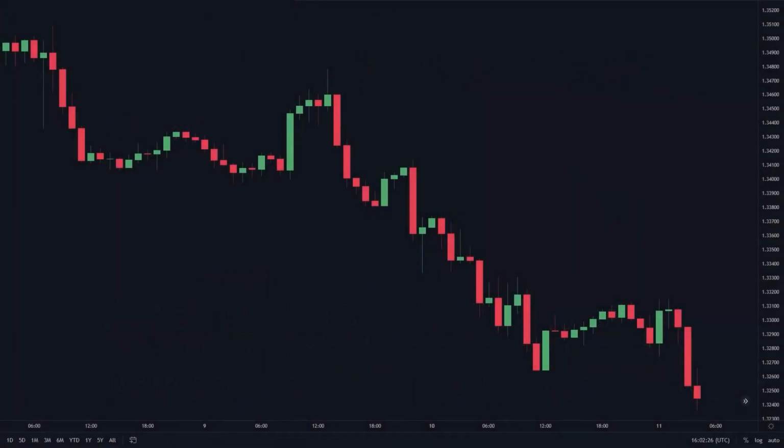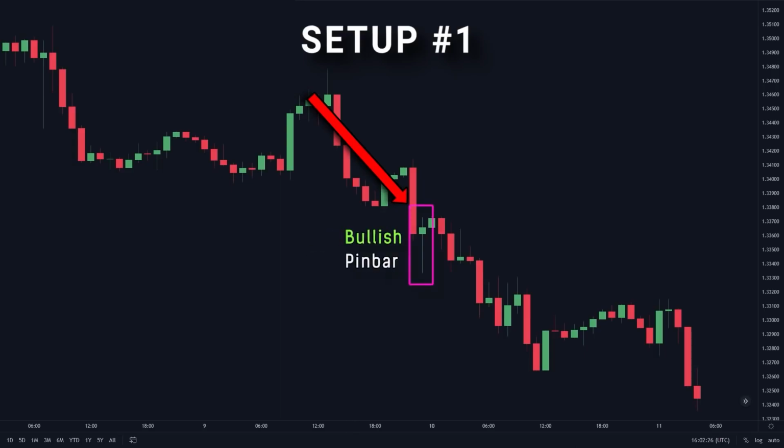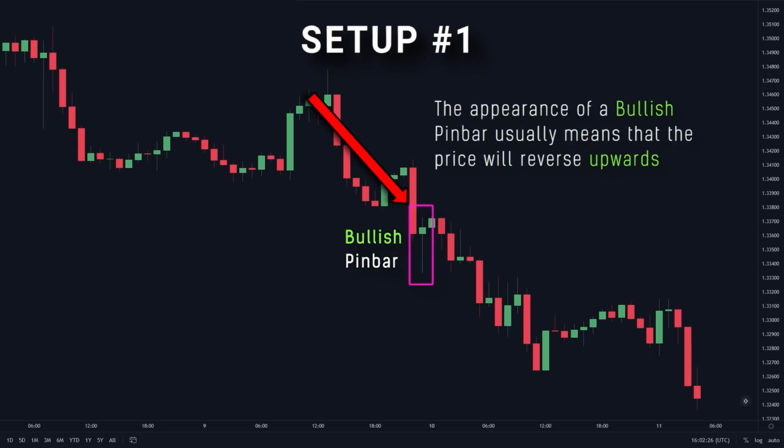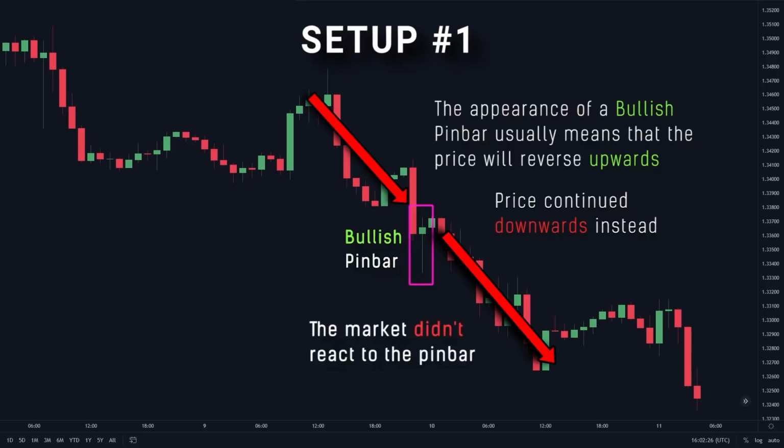And to explain this, I'm going to show you two very different pin bar setups. So, let's first look at setup number 1. In this chart, we can see that the price was moving downwards before a bullish pin bar appeared. Now, the appearance of a bullish pin bar usually means that the price will reverse upwards. However, in this particular example, instead of reversing upwards, the price continued moving downwards instead. Which means in this setup, the market did not react to the pin bar at all.